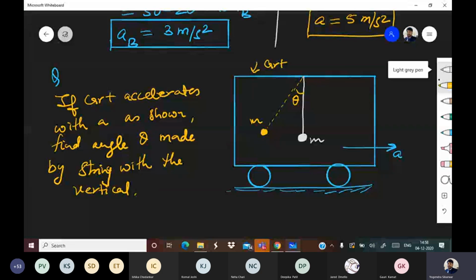Ronald is saying tan inverse G by A. Gauri is saying tan inverse G by A. Chrisley is saying tan inverse A by G. Deepika is saying tan inverse A by G. So there is a tie. Two people are saying G by A, two people are saying A by G. So let's see who is right and who is wrong.